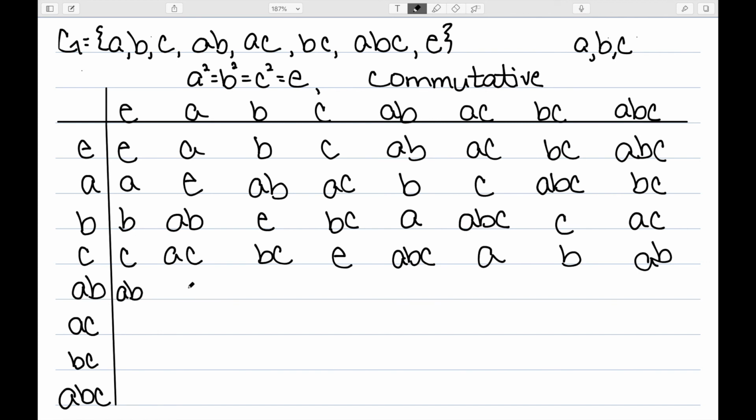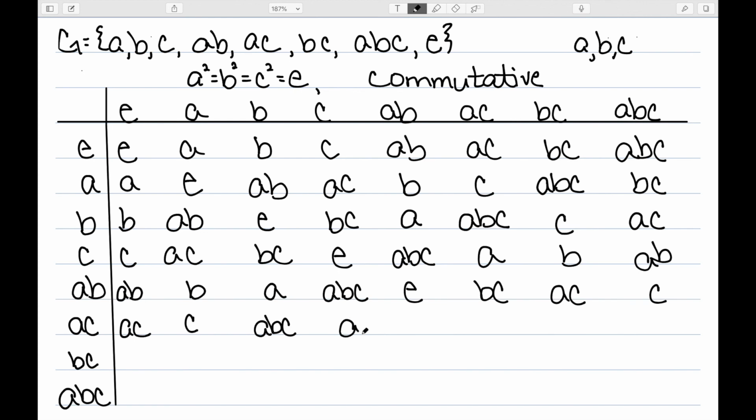My next row would be AB, B, A, ABC, E, BC, AC, and C. The next row, AC, C, ABC, A, BC, the identity, AB, and B.